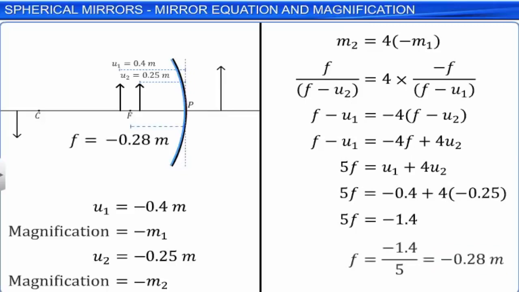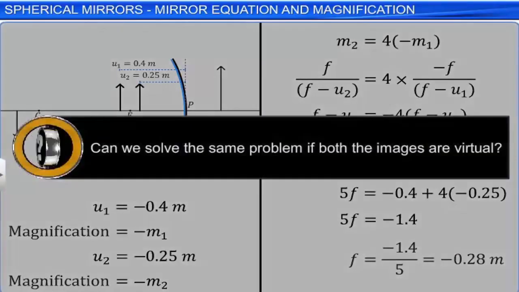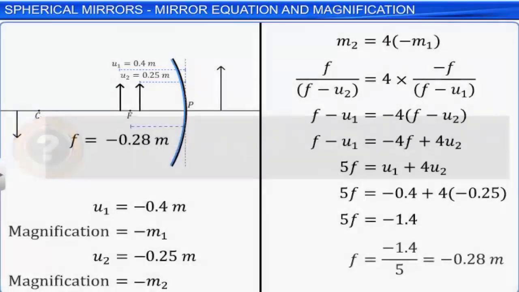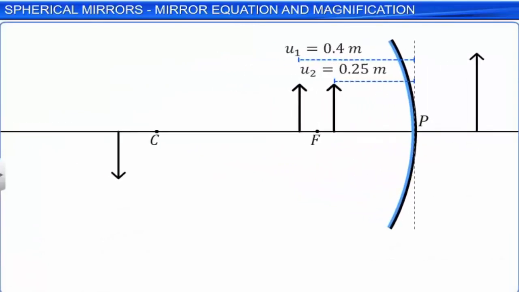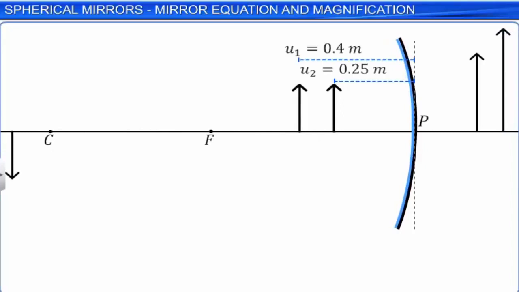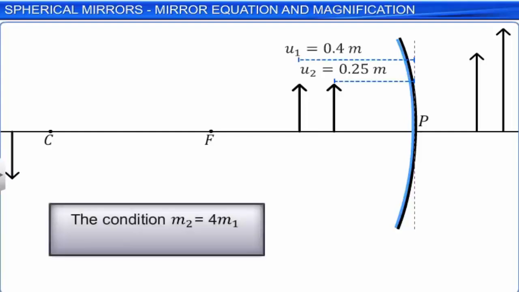Can we solve the same problem if both the images are virtual? To get virtual images in both cases, the object must be between F and P. As the object is moved from F to P, the size of the virtual image decreases. As such, the condition that m2 is 4 times m1 cannot be fulfilled.